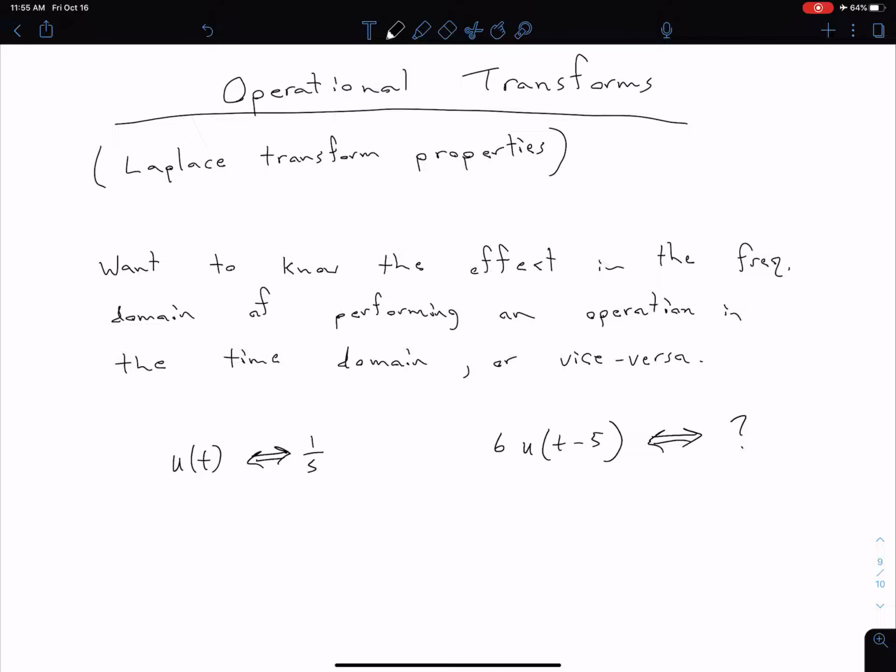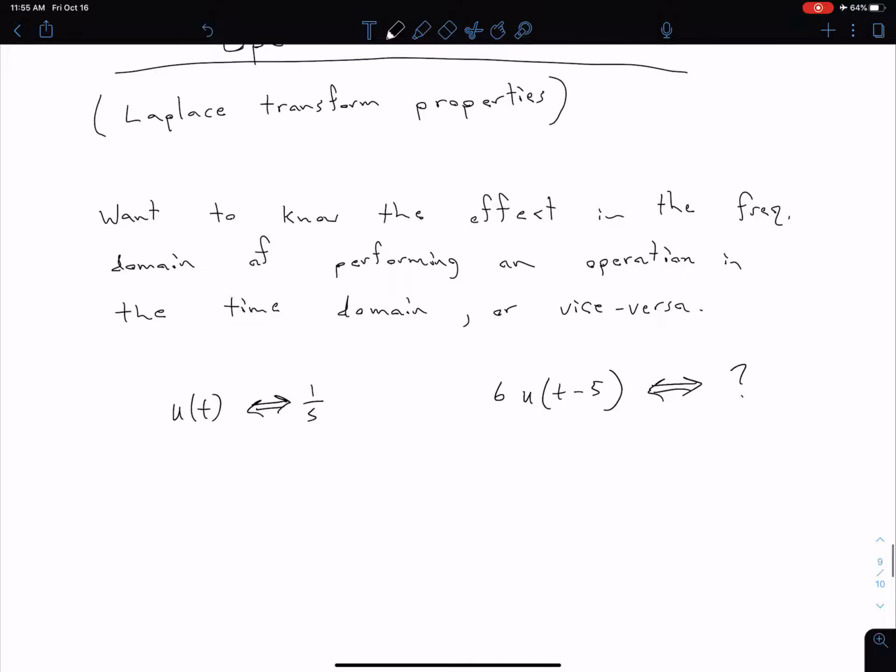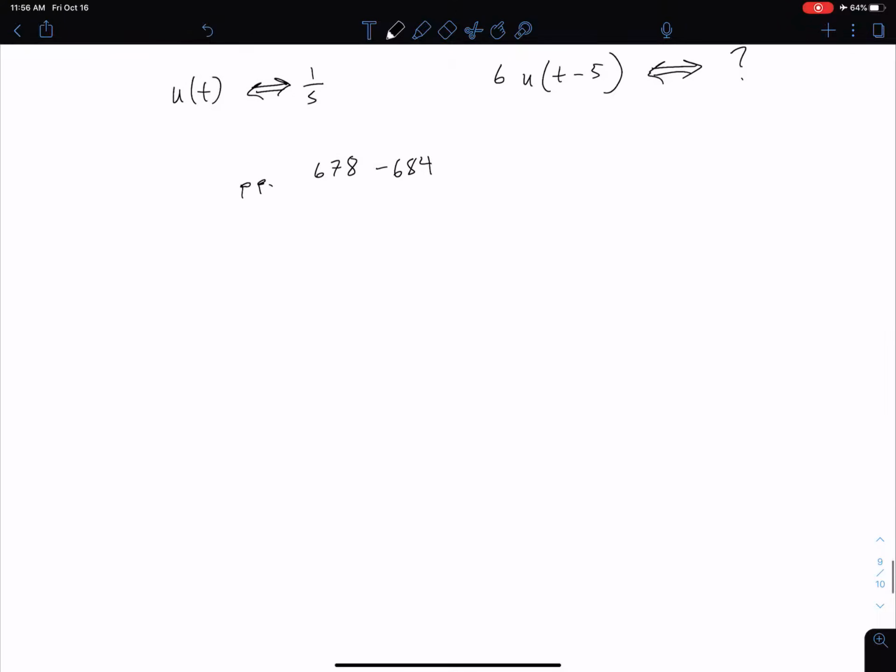Let me say that for all of these properties, or most of them, I'm just going to be presenting the end result. But if you want to go back and see how you can find or derive this property from our equation 1, our Laplace transform definition, you can see pages 678 to 684 in the textbook. Okay, so let's go through a lot of these.